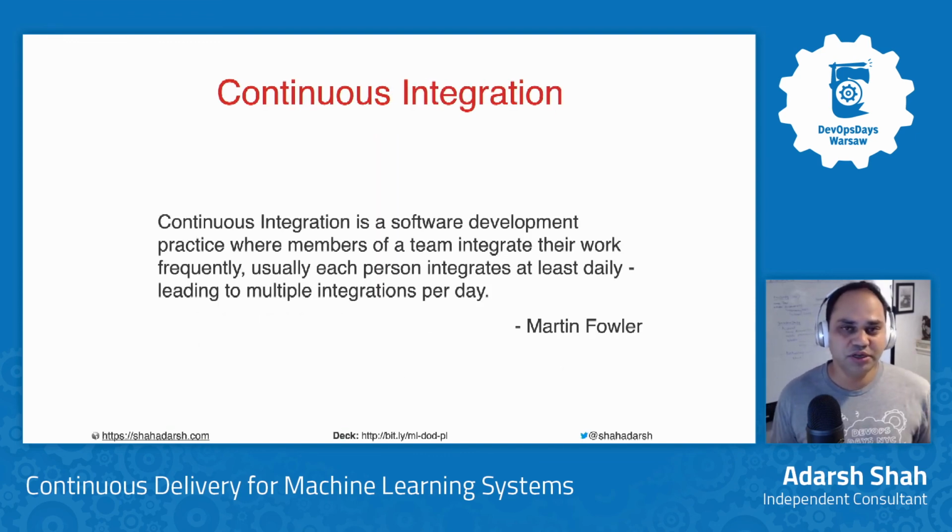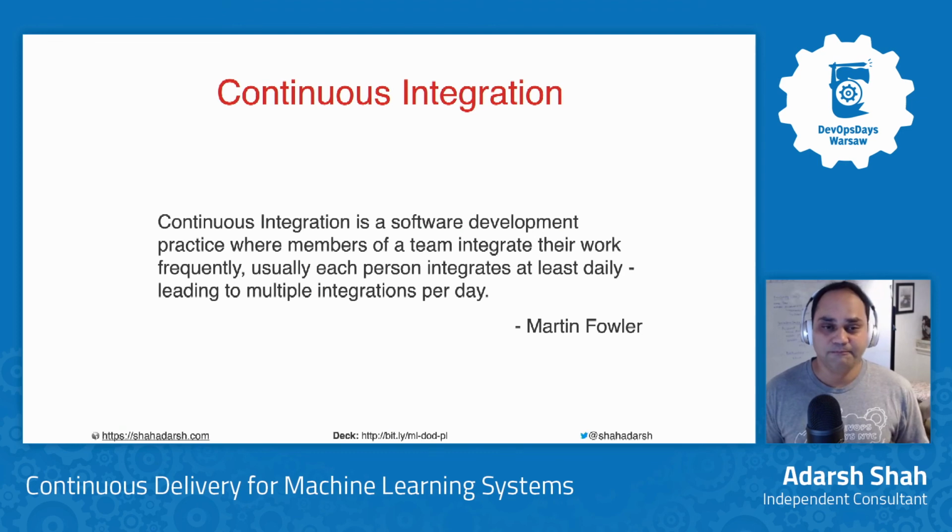The first step to continuous delivery is continuous integration. If you're doing nothing, that's where you start. Continuous integration is a software development practice where members of a team integrate their work frequently. Usually each person integrates at least daily, leading to multiple integrations per day, according to Martin Fowler's blog. Each integration is verified by an automated build, including tests, to detect integration errors as quickly as possible. It's pretty important for continuous delivery, and as I said, a first step to it.